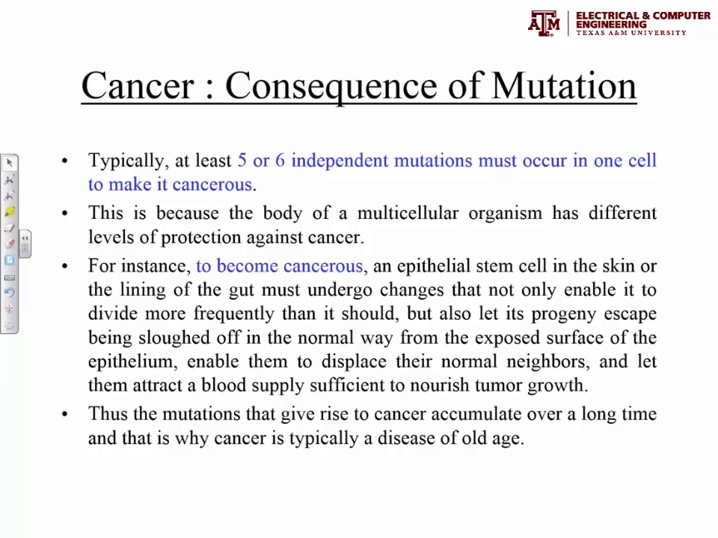Thus, the mutations that give rise to cancer accumulate over a long period of time. And that is why cancer is typically a disease of old age, right? Assuming that your genes were not messed up when you were born, probably you're okay. But if there's a child that has inherited defective copies, then they will not last very long.